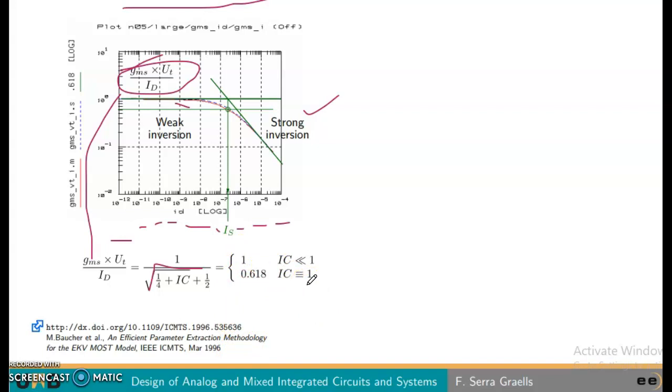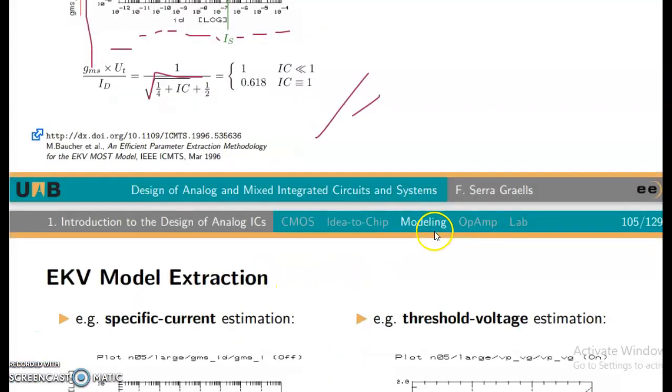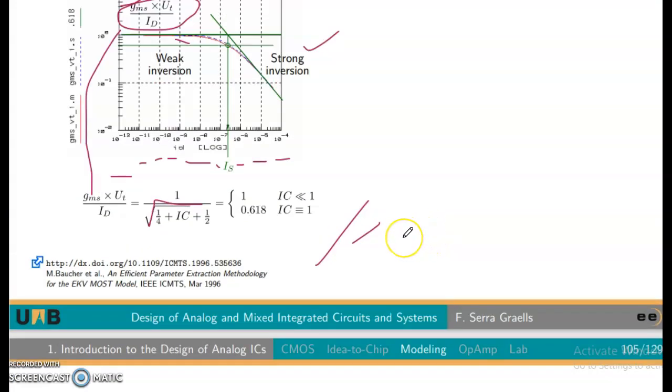And another: 0.618 is obtained for this value when IC equals 1. This is the condition. Here actually GMS times UT divided by ID equals 1 by square root of (1 by 4 plus IC) plus 1 by 2. That gives the result 1.618.